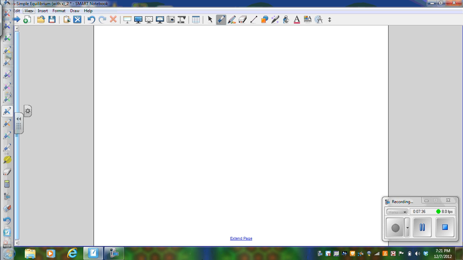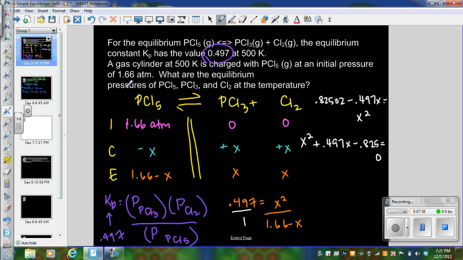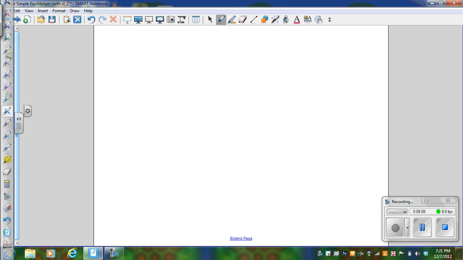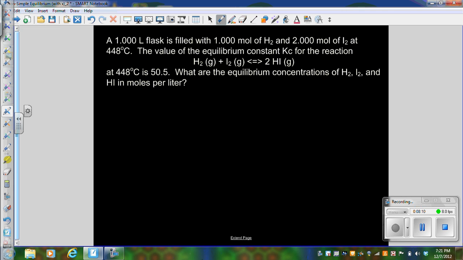Now what we should be able to do is take these numbers and stick them back into our expression. So both of these were 0.693. PCl5 was 0.967. And if I do the math, 0.693 squared divided by 0.967, I get 0.497. So that confirms that we did this one correctly. So let's go ahead and go on to our next problem.